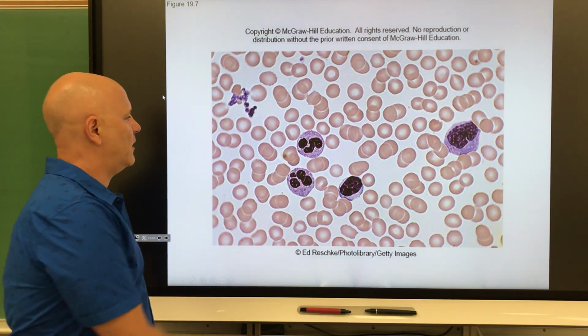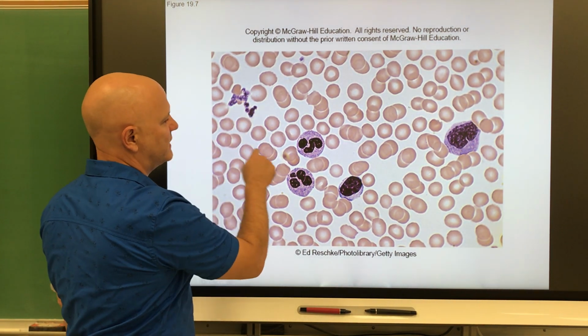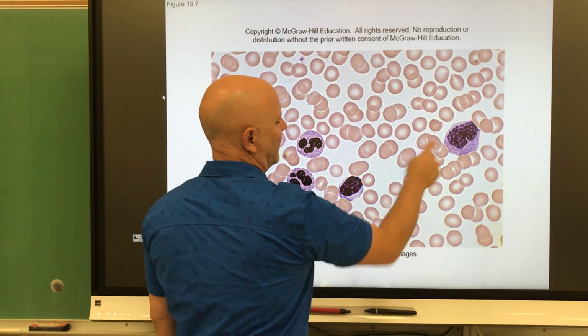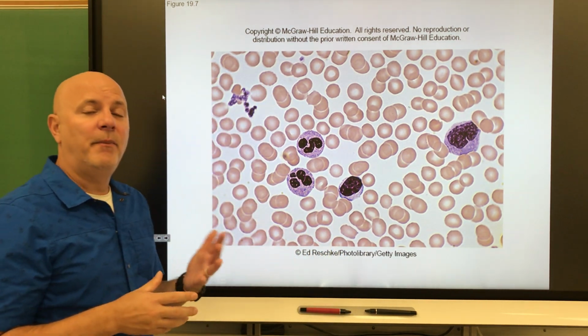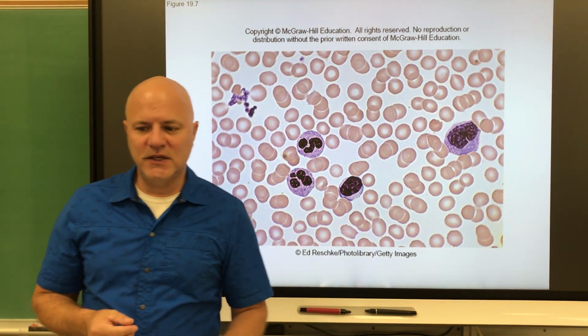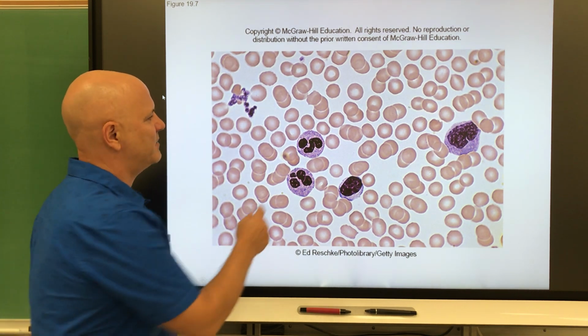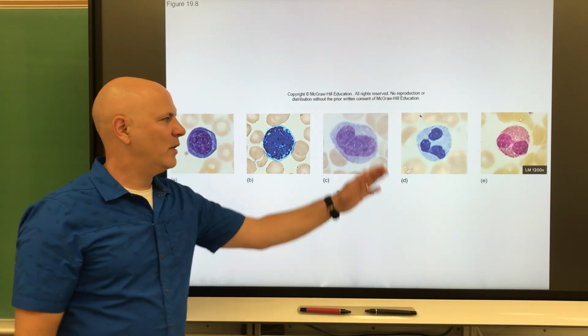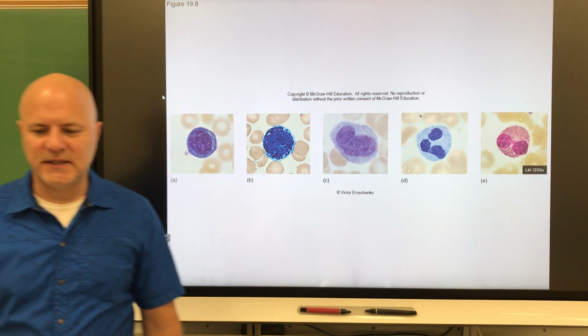If we look at this picture here, we're seeing red blood cells here, those are platelets there, and these here are white blood cells. Now, I know they don't look white on here, but we stain them so we can see them easier. All right, let's take a look at types of white blood cells. So this is showing the 5 different types of white blood cells.